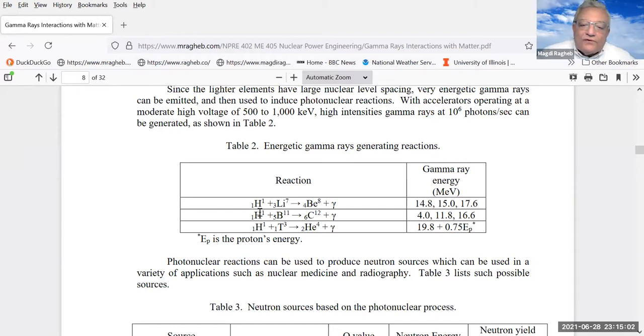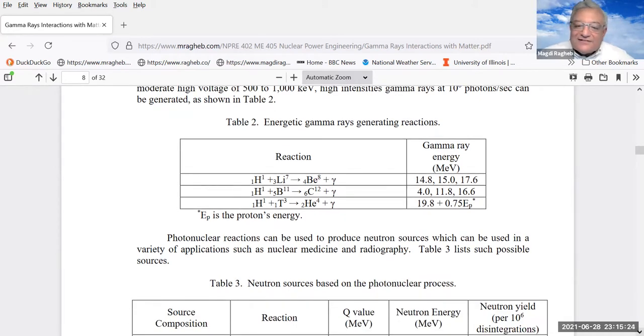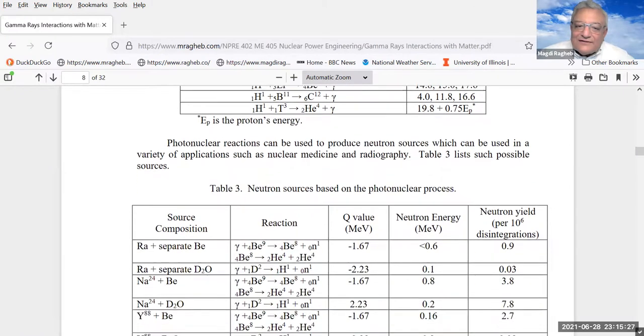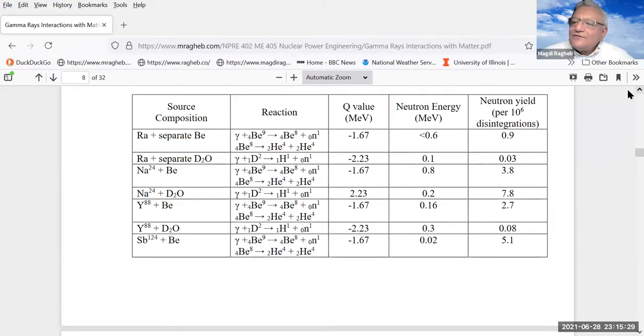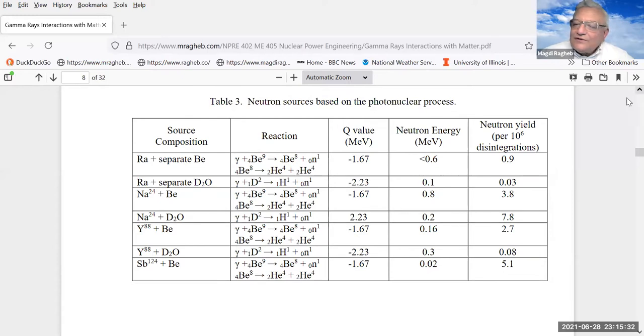Or the proton from a particle accelerator can interact with boron-11 and produce carbon-12 with 16 million electron volt gamma photons. A proton accelerator on tritium could produce alpha particles plus 19.8 million electron volts of gamma ray photons. So the photonuclear reaction, unfortunately, is not listed as a valid reaction in the textbooks. So we have to include it here for completeness, and so we have to study it.